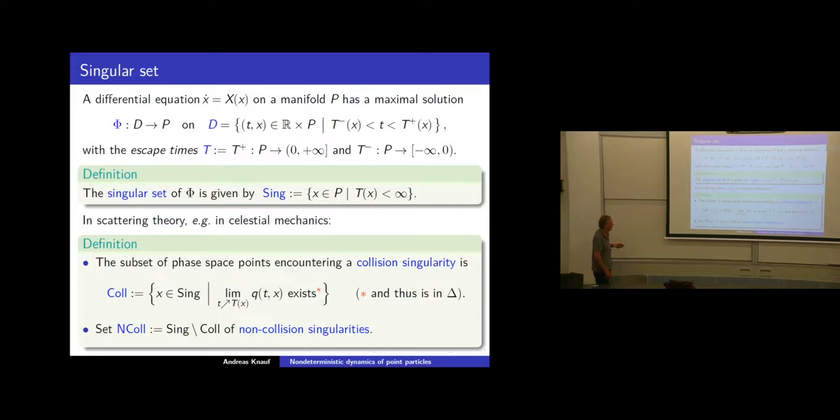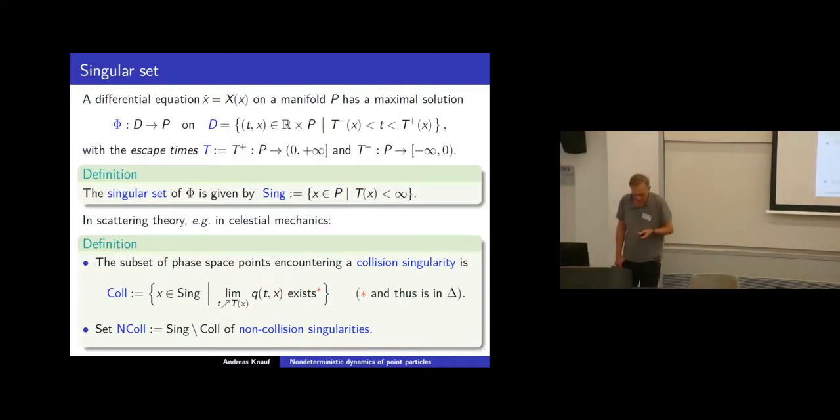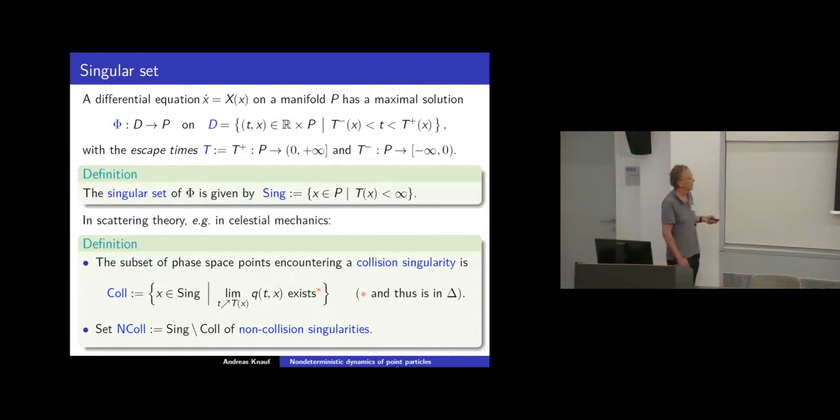And of course, then you have to take the complement of whatever this is. These are the non-collision singularities. So the idea is now to look at the geometry connected with it. The limit exists in R^(dN). There's no one-point compactification or whatever at this point.